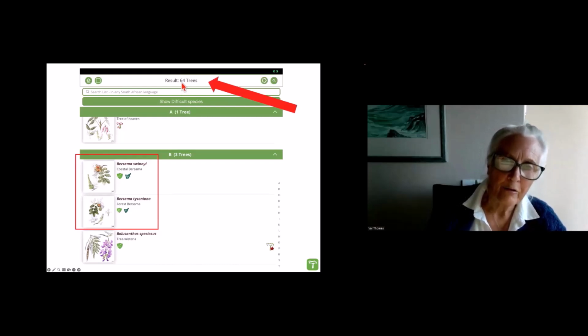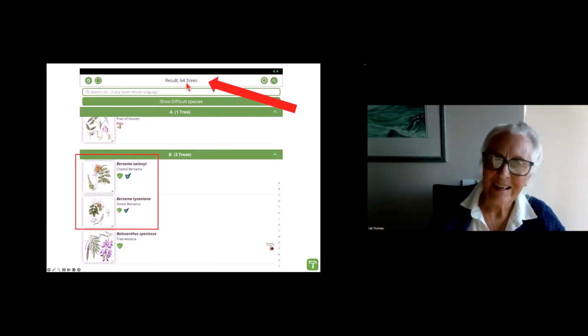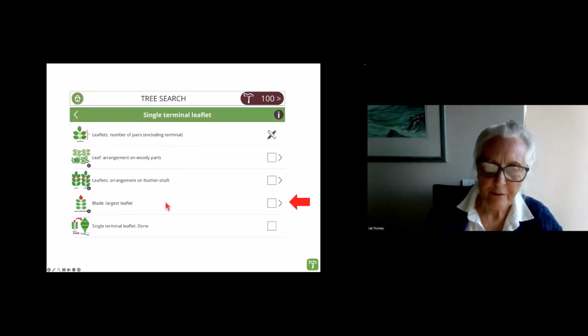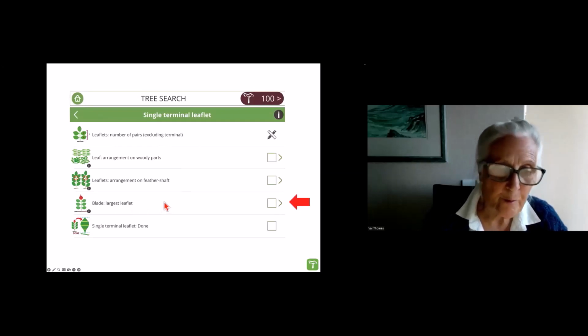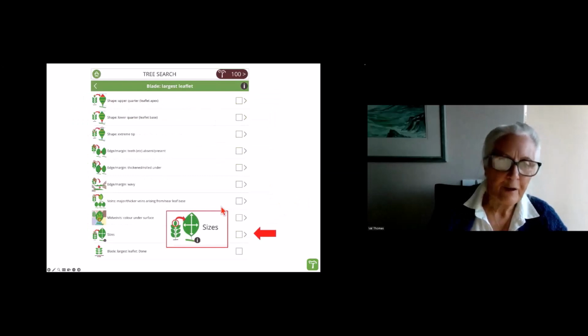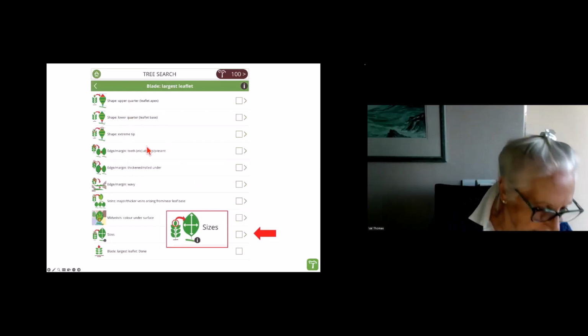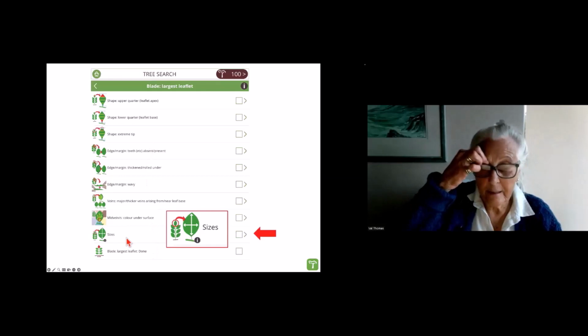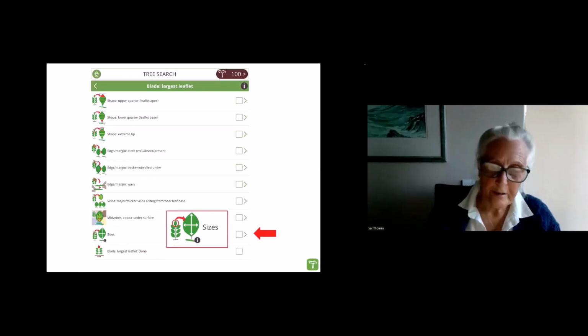And we're now diving down quite fast. It's almost like a game you're playing, and you're at 64 trees. So we've done the leaflets, the number of pairs, and we're now doing blade, the largest leaflet. Or if you remember back to a few minutes ago, either the largest or the terminal. What comes up is this very complex screen. And there are 1, 2, 3, 4, 5, 6, 7, 8, 9 different options. I suggest we go to sizes. It gives you the biggest jump, the fastest, and it's very easy to enter.